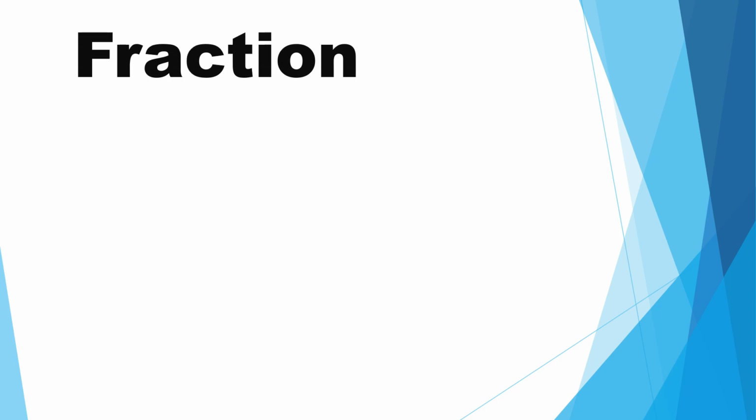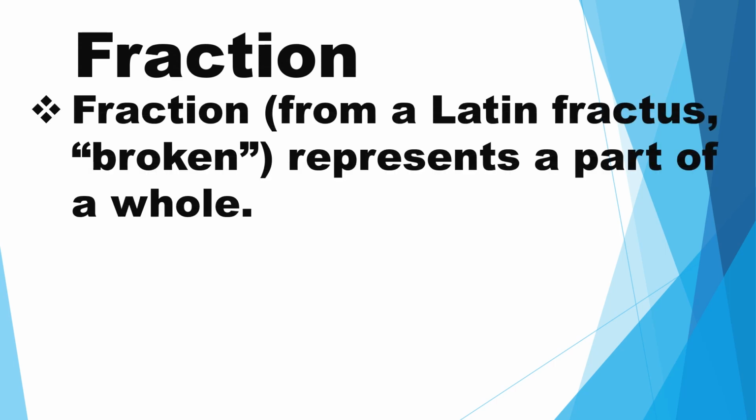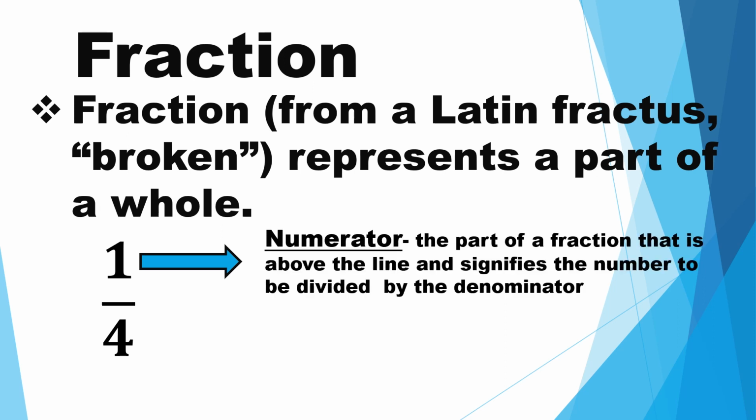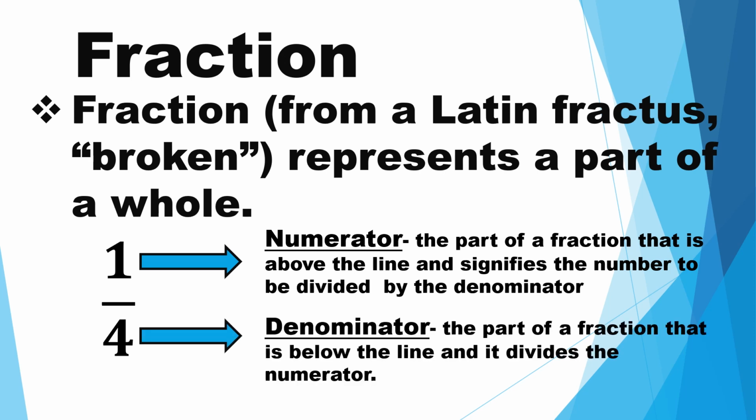What is a fraction? Fraction, from the Latin fractus, which means broken. It represents a part of a whole. In the fraction 1/4, 1 is the numerator. Numerator is the part of a fraction that is above the line and signifies the number to be divided by the denominator. 4 is the denominator. The denominator is the part of a fraction that is below the line; it divides the numerator.